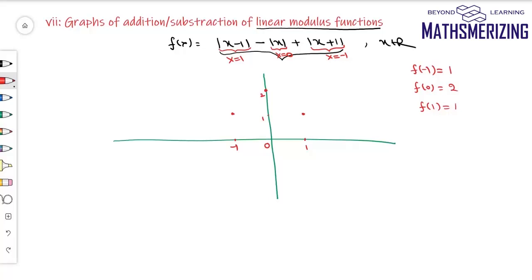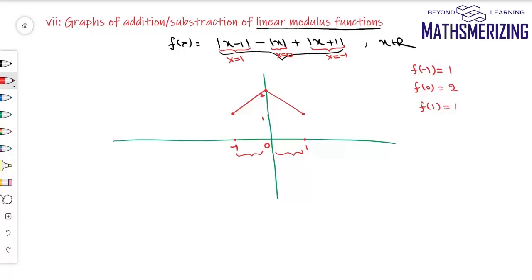Now there is no definition change between -1 and 0, and between 0 and 1. So that means between -1 and 0, I'll join these 2 points and draw the straight line. And again between 0 and 1, there is no change of definition, so again I'll join these 2 points and draw this line.